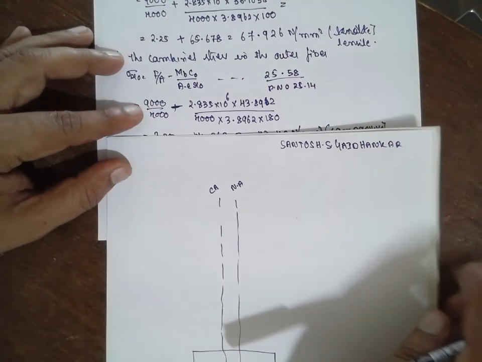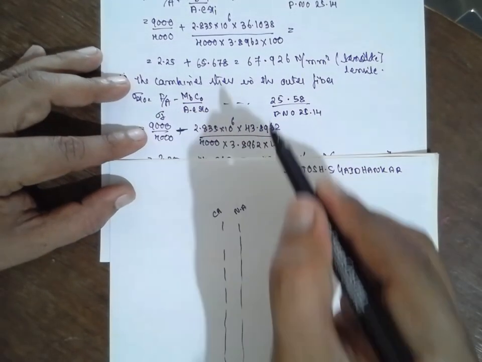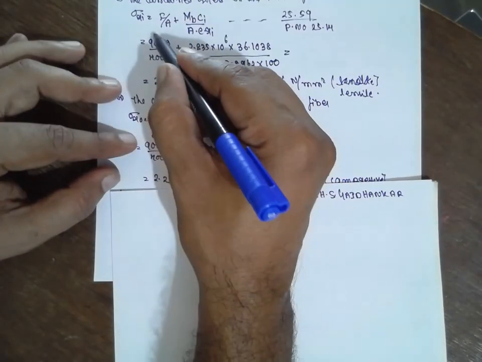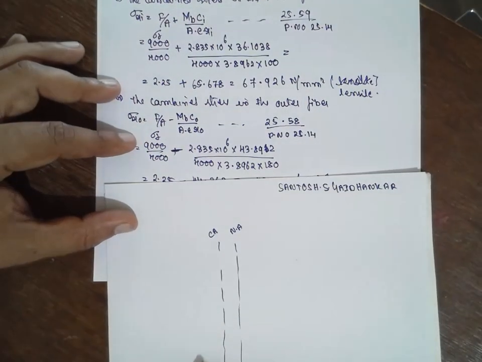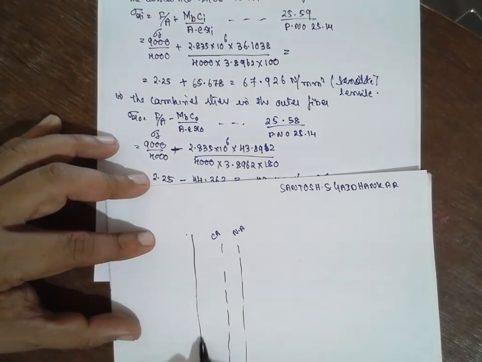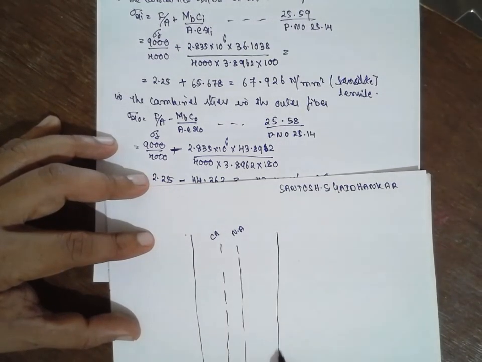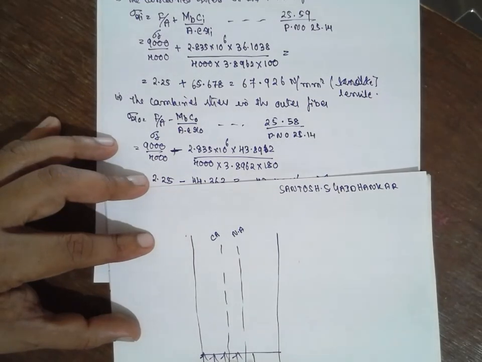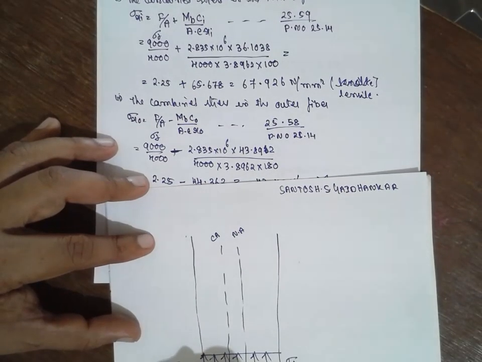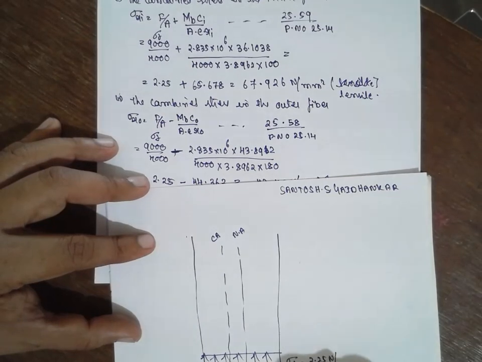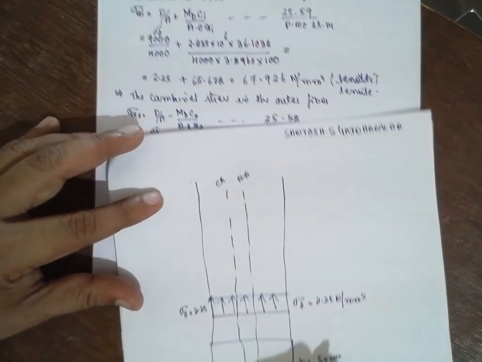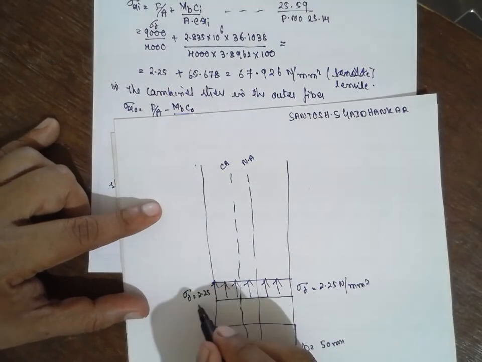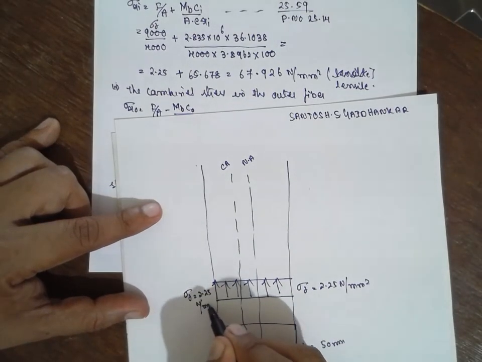Now direct stresses. This part we call direct stresses. We consider this sigma d. Both are the same here. Therefore, draw the profile. They are positive, therefore draw the profile in this way. These are the direct stresses, 2.25 newton per mm square.